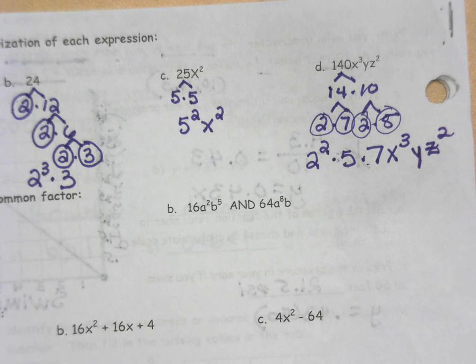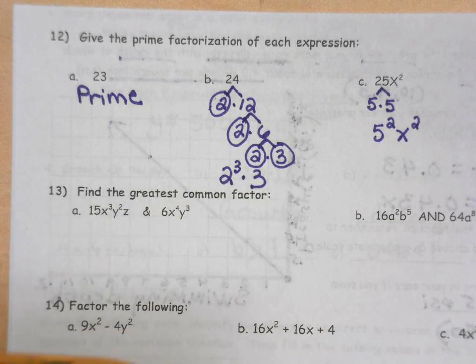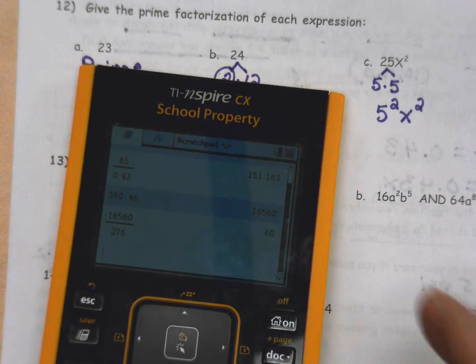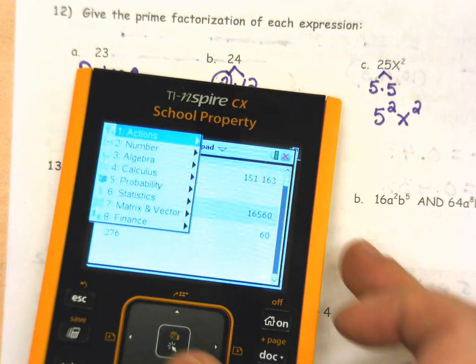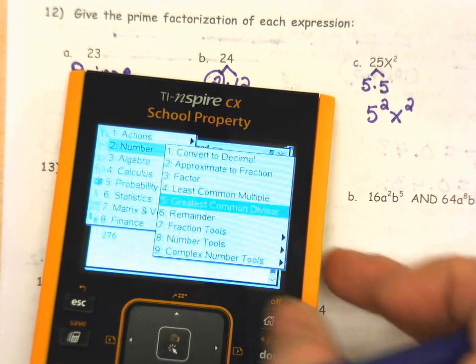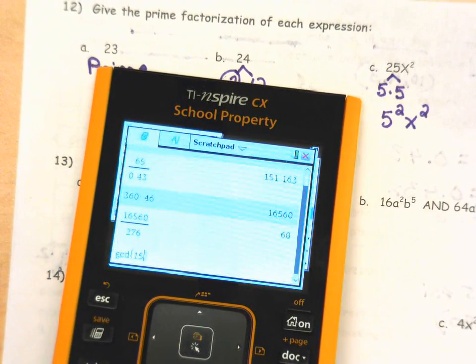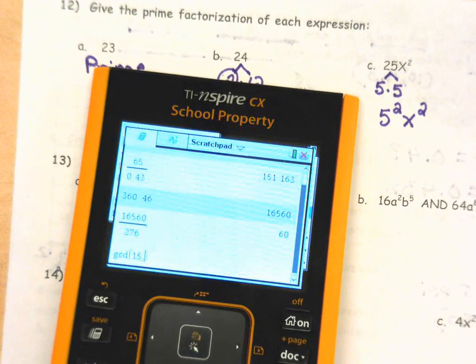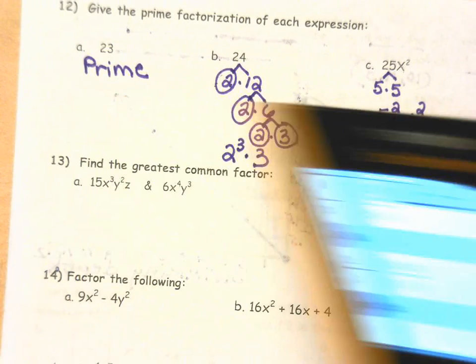Okay, find the greatest common factor of these. Now, to find the greatest common factor of the numbers, you could use your calculator for that. On your scratch pad, you go menu, number, and it is called the greatest common divisor, and you put in the number 15, comma 6, and press enter, and it tells you that it's 3.